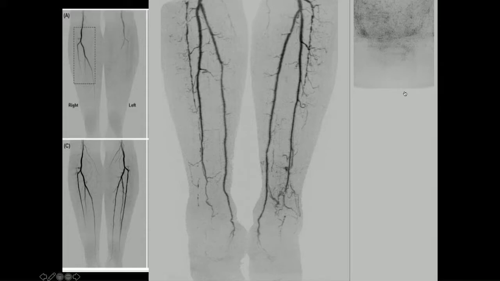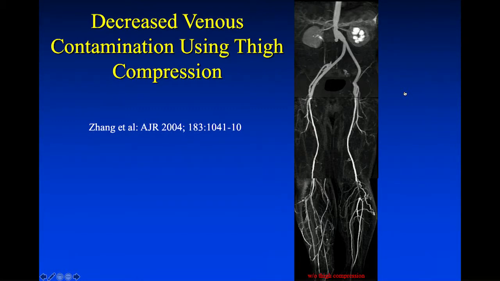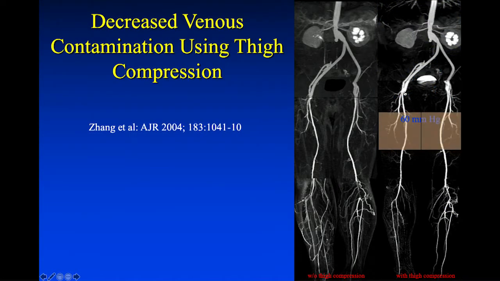Now, for us mere mortals, one way to improve bolus timing is to modulate the flow. And for extremities, this can be done by applying blood pressure cuffs to the extremity so that you either compress the arteries or the veins. Here in this example of a bolus chase, you could see in the calf station on the right side, there's venous contamination.